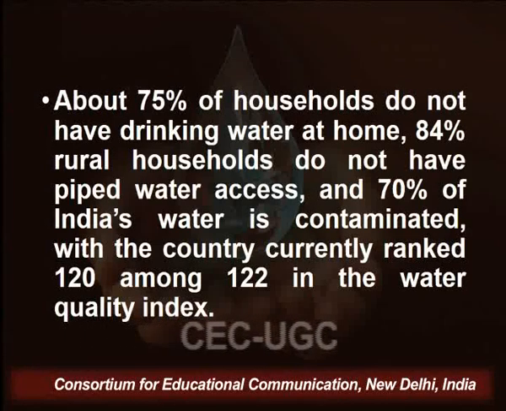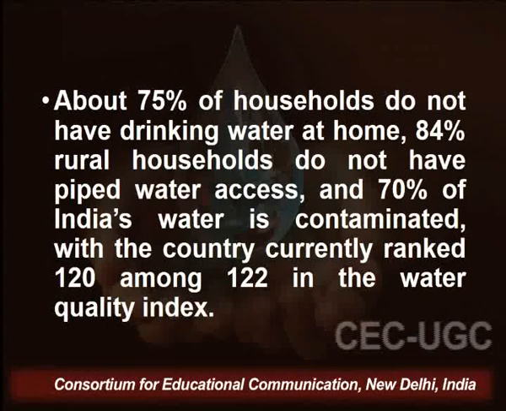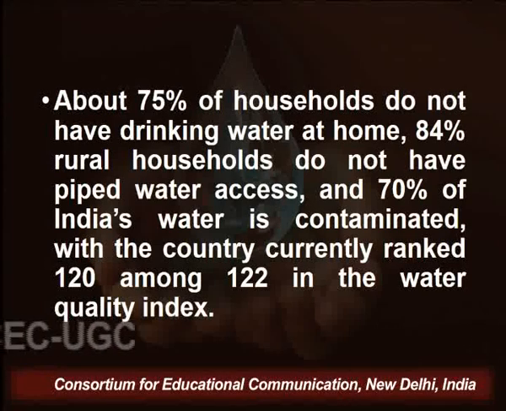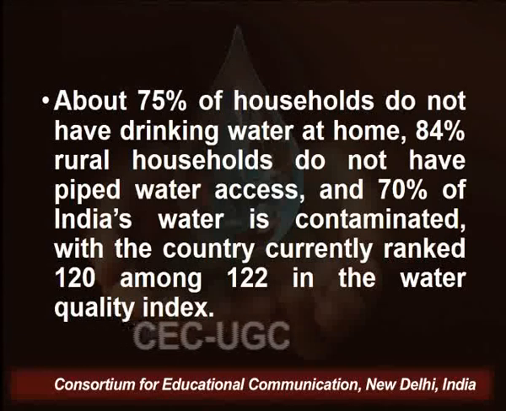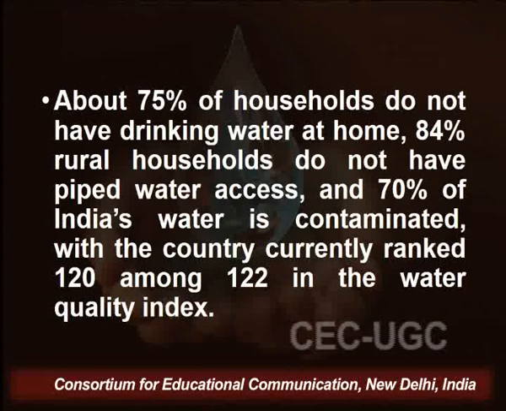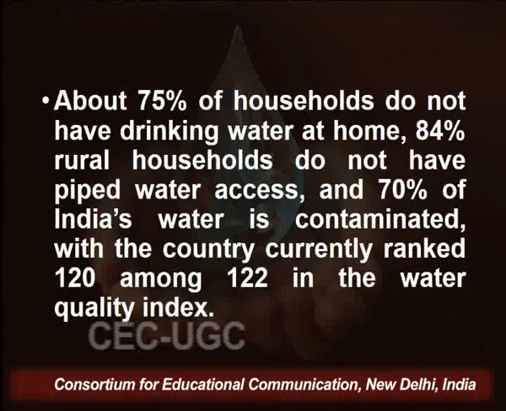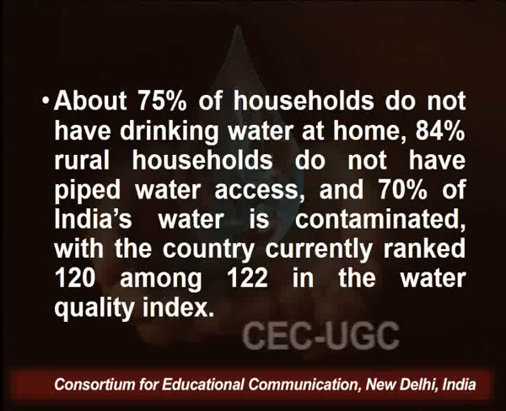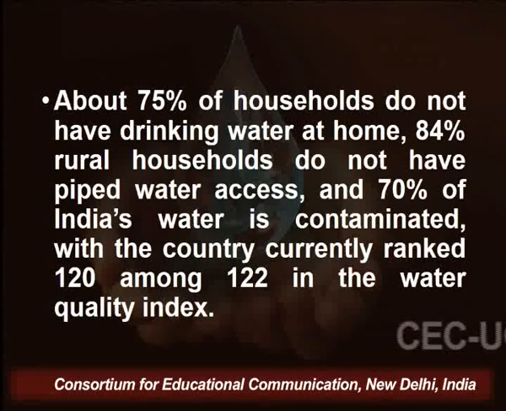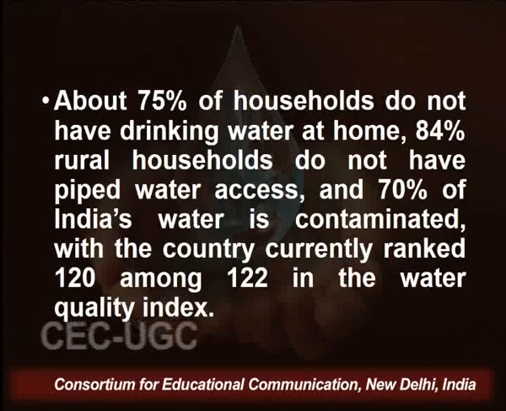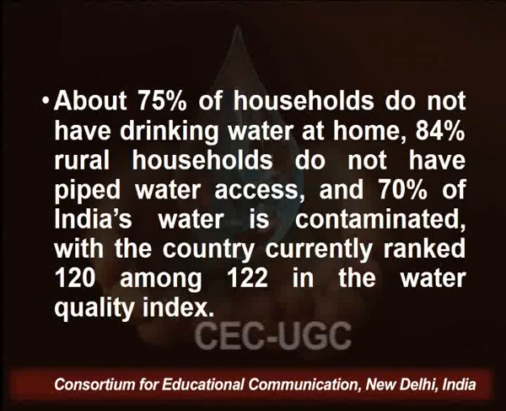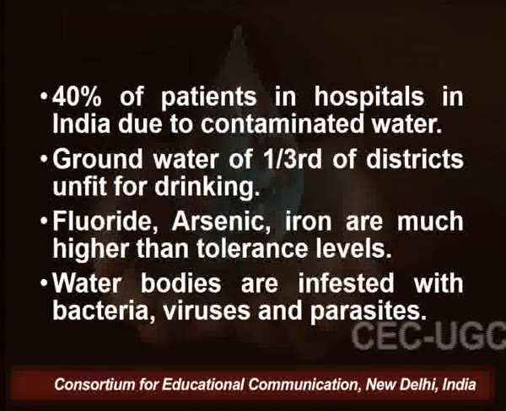84% of rural households do not have piped water access. And 70% of India's water is contaminated, with the country currently ranked 120 among 122 in the water quality index. So imagine, when we are talking of 122 countries, where does India stand? India stands far below. That is, here the water quality index is very, very poor.